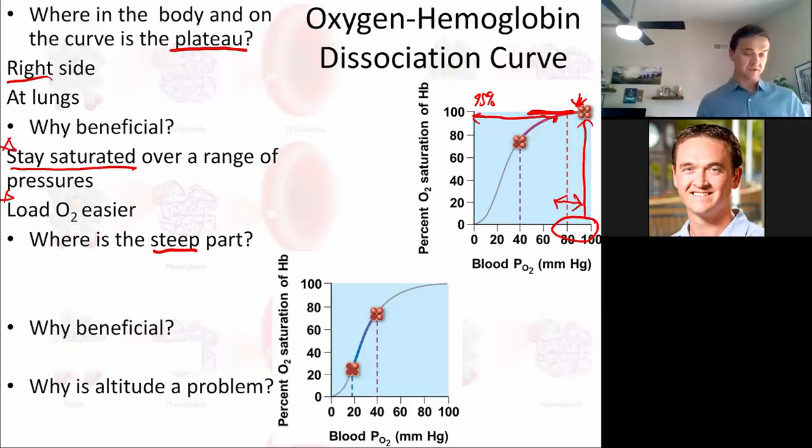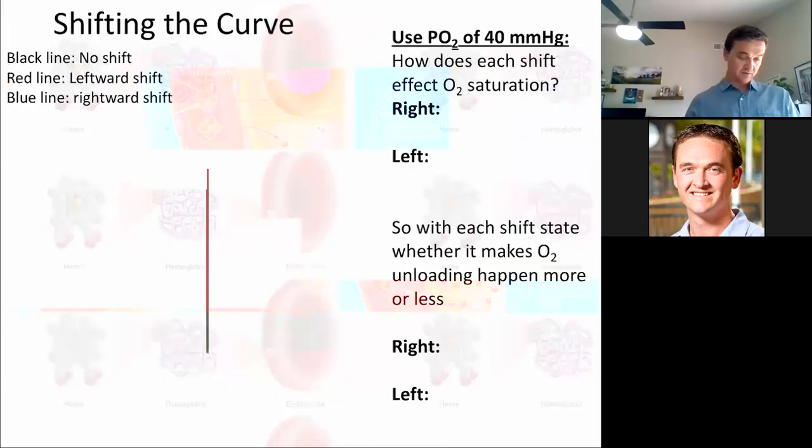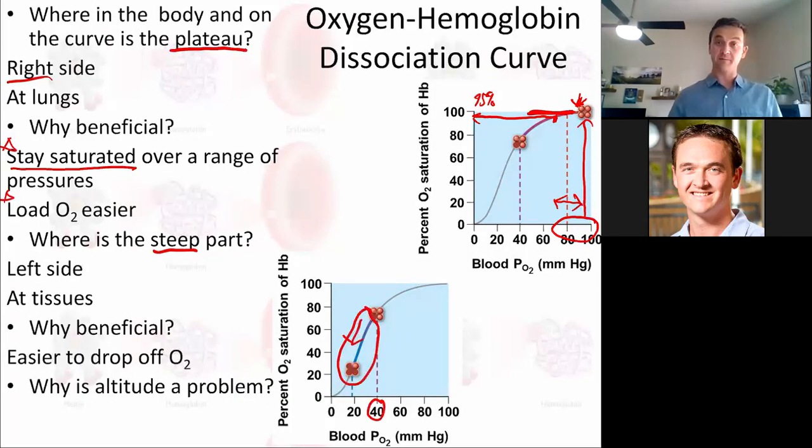So number 2 question there, where's the steep part, right? So the steep part is the left side, right? We see it right here. The steep part, that curve is dropping pretty much straight down, okay? And so why is this beneficial? Well, this is beneficial because number 1, it makes it easier to drop off oxygen, right? So the partial pressure we saw at the tissues was 40, right? So that partial pressure of 40 gives us a saturation of about 75. So that means about 25% of that oxygen that's on the hemoglobin will get dropped off in a normal situation, okay?